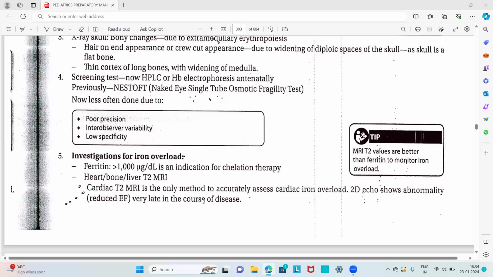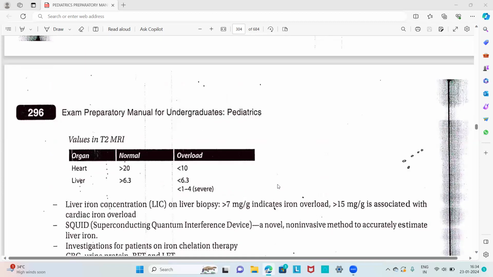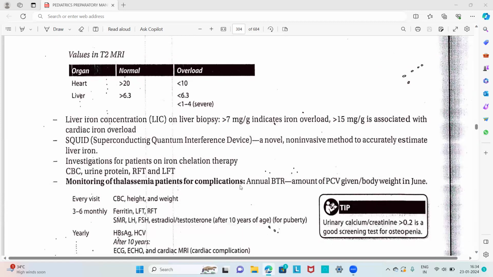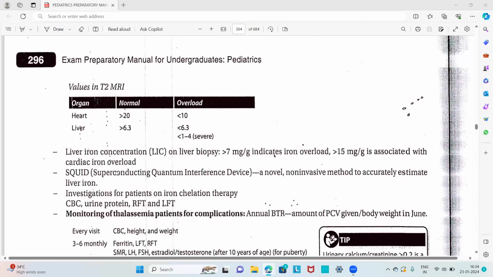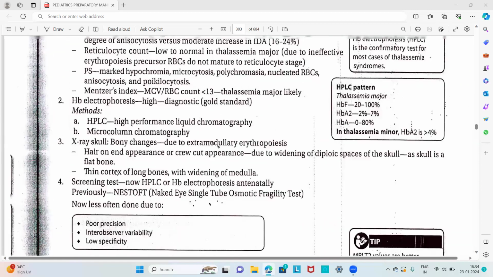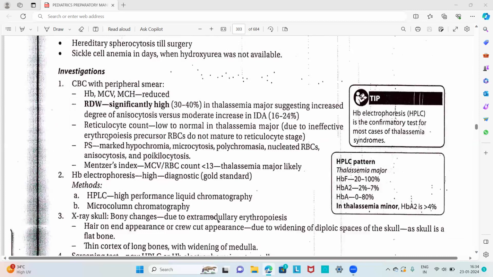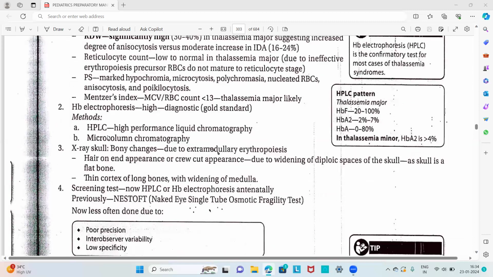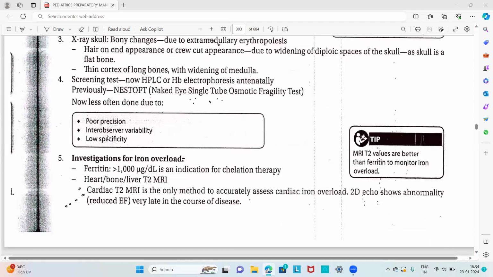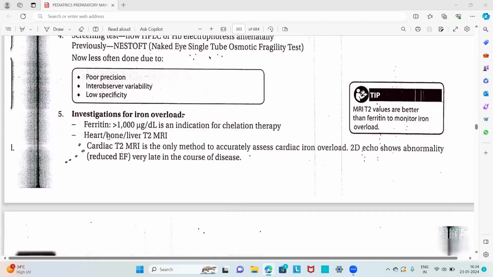Cardiac T2 MRI is the only method to accurately assess cardiac iron overload. 2D echo shows abnormality very late in the course of disease. Then we also have to look for the liver iron concentration by liver biopsy. Then investigations for patients on chelation therapy: CBC, urine protein, RFT and LFT. So these are all regarding the investigations, that is CBC with the peripheral smear, hemoglobin electrophoresis, X-ray skull, screening test, and also investigation for iron overload.